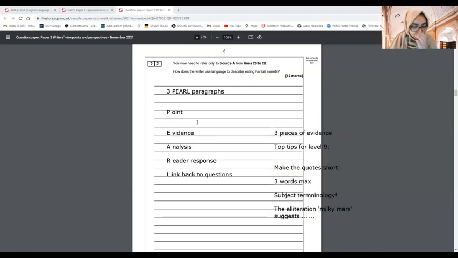Then if we have a look at the analysis, we will have a separate video for the analysis later. But for analysis, I do recommend that you have about 3 sentences of analysis per evidence. Okay. So really say, how does it show what you're saying it shows? Why does the author use this technique? Analysis is all about answering how and why.